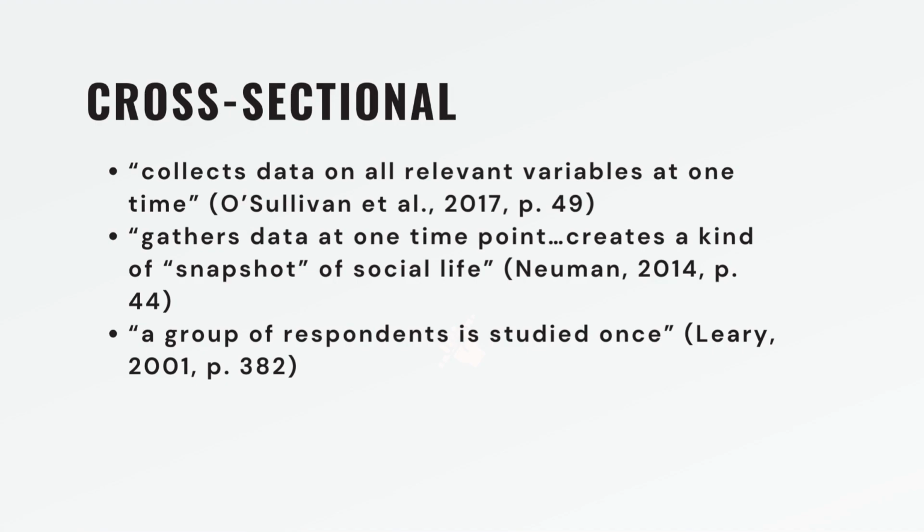There are two overarching survey categories that are used for research: cross sectional and longitudinal. According to O'Sullivan, a cross sectional design collects data on all relevant variables at one time. Newman states that cross sectional research gathers data at one time point and creates a kind of snapshot of social life. Leary also reiterates that cross-sectional is a research design in which a group of respondents is studied once.